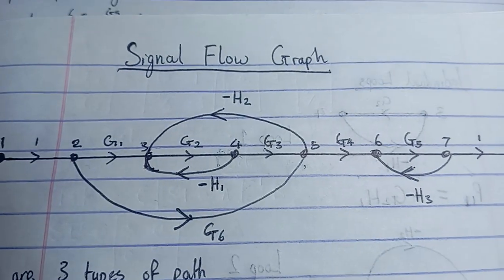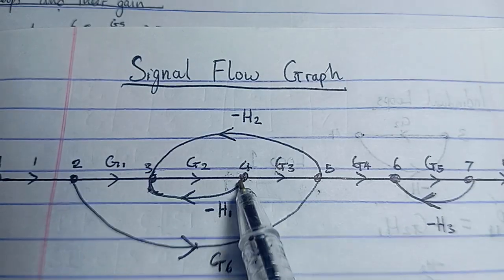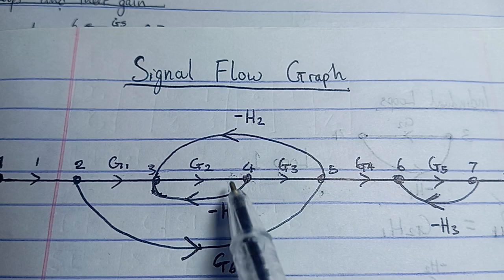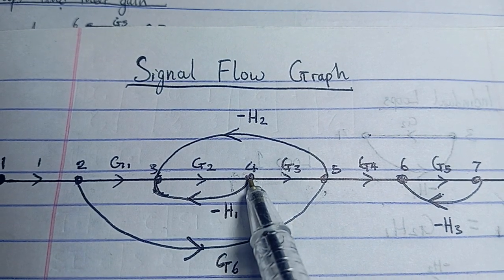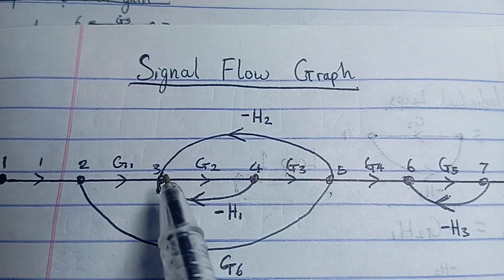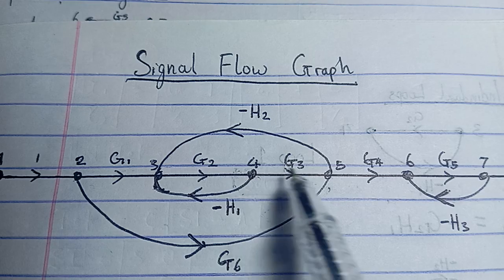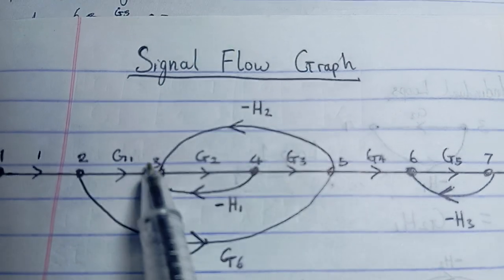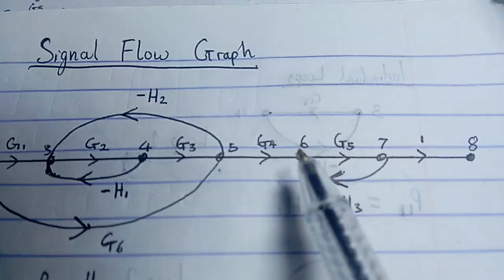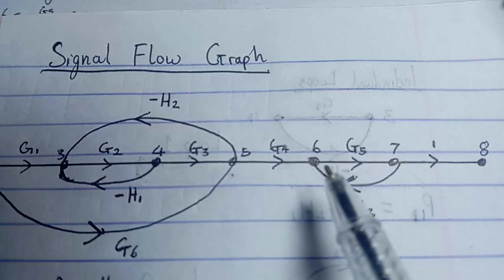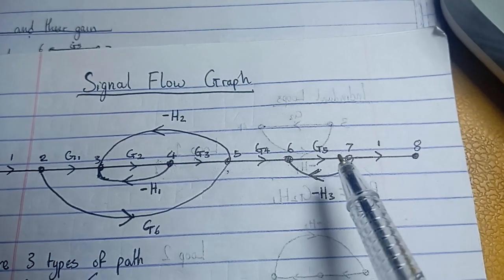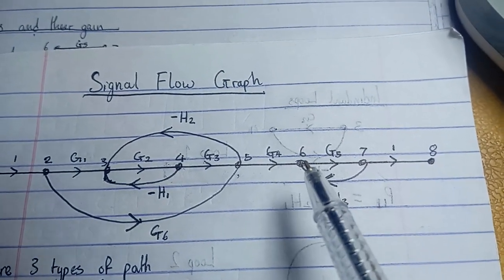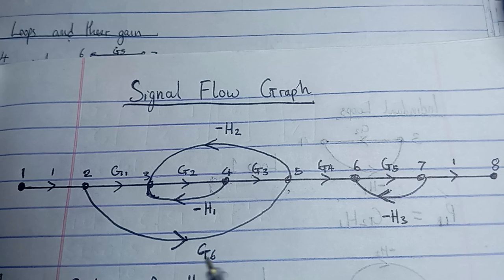Okay, so now we are talking about the individual loops, which are these: between 3 to 4 and back to 3, then 3, 4, 5, and back to 3, then 6, 7, and back to 6. These are individual loops. Let me represent them.